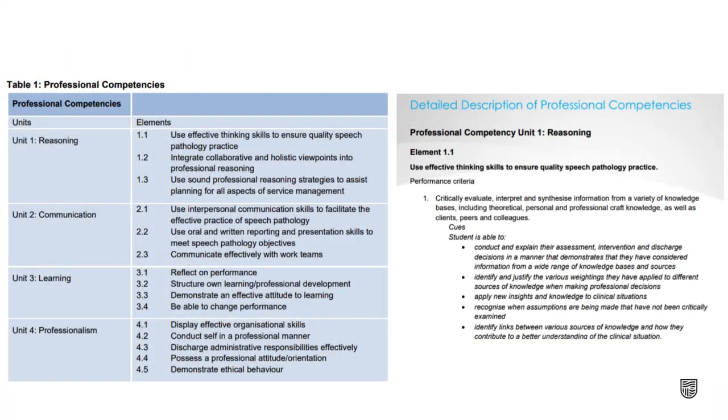In the Assessment Resource Manual, you will find detailed information on the professional competencies. There are the 4 units, the elements within each unit, followed by detailed descriptions of the professional competencies and performance criteria for each element. The performance criteria outlined in the professional competency units explain what the student should be able to do at entry level.